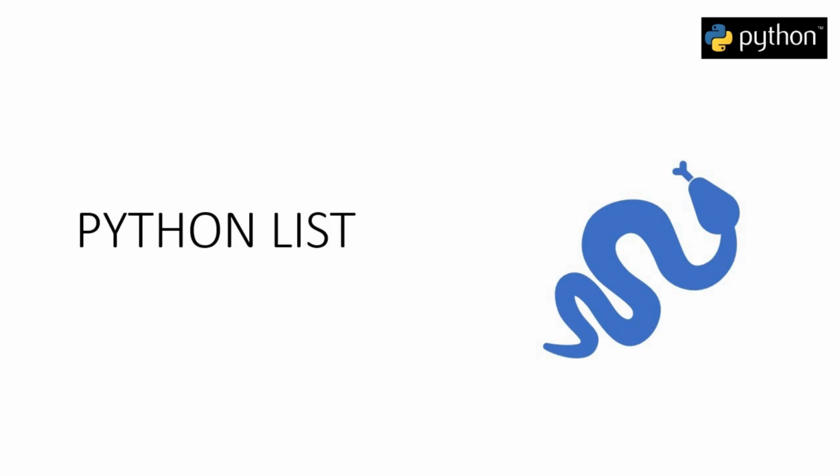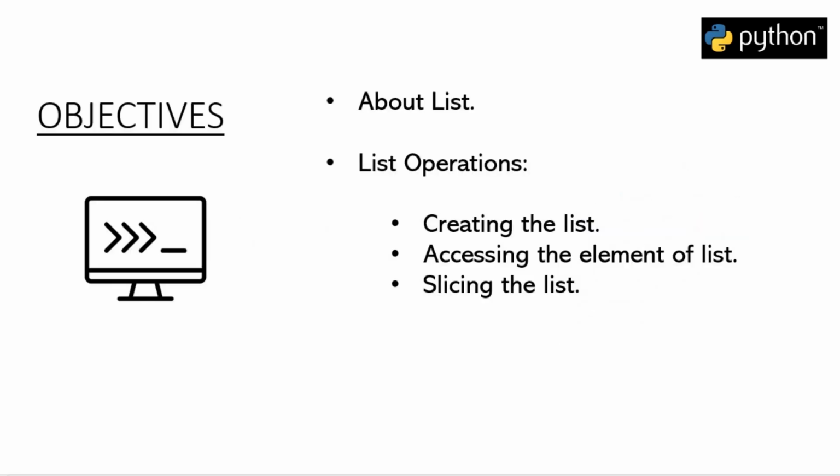So let's look at the objectives of our session. We will start by understanding what we mean by Python list, followed by the different kinds of operations we can perform on a list, such as creating the list, accessing the elements of a list and slicing the list.